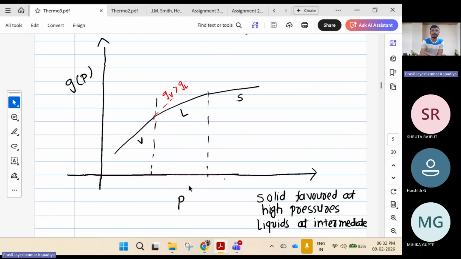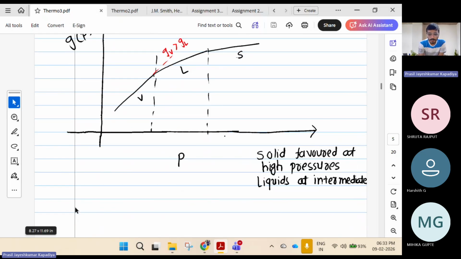The same thing you can also see here, if I extend this line on both sides. We can see that solid is favored at very high pressures, liquid at intermediate pressures, and vapors at very low pressure.